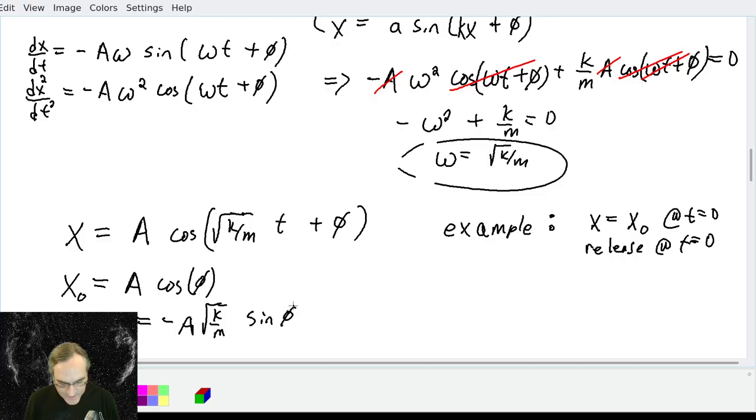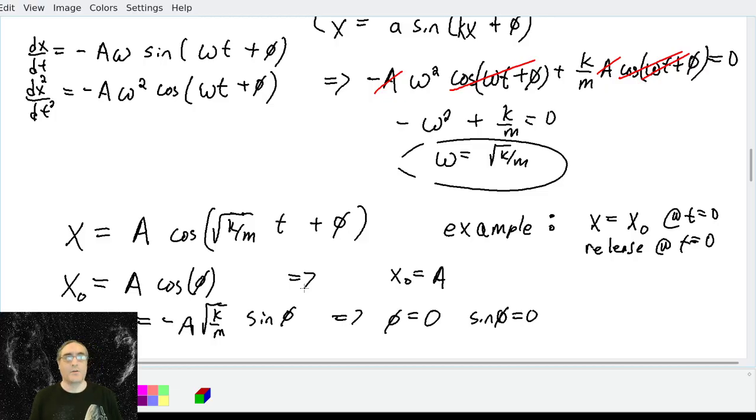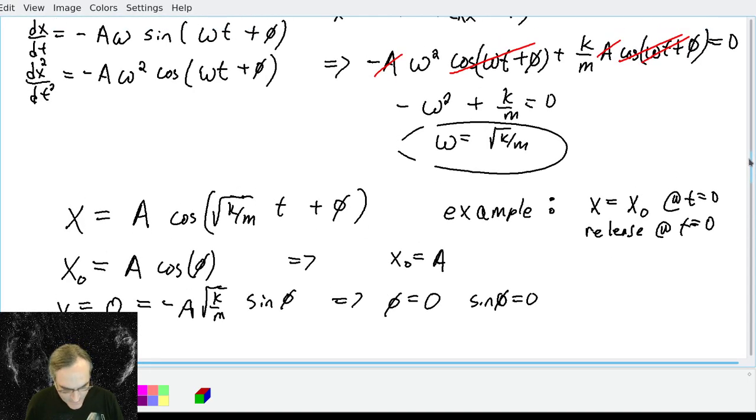So what can I do that makes these work? Well, the second one implies phase must be equal to 0, so sine of phi is equal to 0. And that works fine with the top one. It implies that x naught is equal to A, for instance. So we've got an example right there. Now it's a simple one. We'll look at maybe a more complicated example during the lecture on Friday, or whatever lecture we have associated with this. Whatever our together time ends up being.